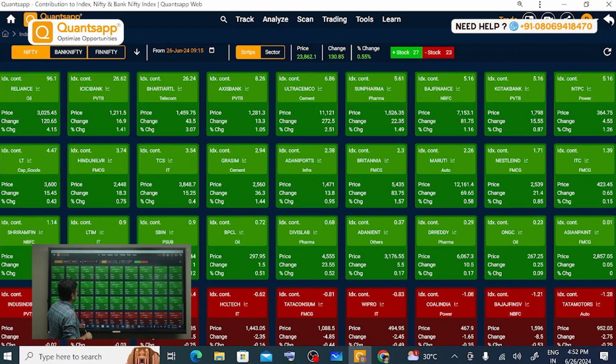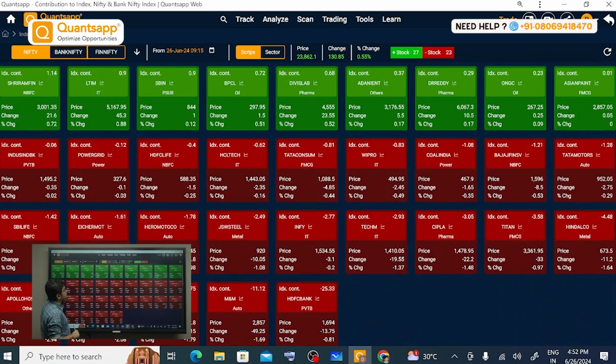In the green color, it is showing all the stocks which have moved along with the Nifty. Nifty has given tremendous movement on the upside, so these stocks have given the upside movement. Now below, if you scroll down, the stocks which are in red were on the downside, a downtrend.